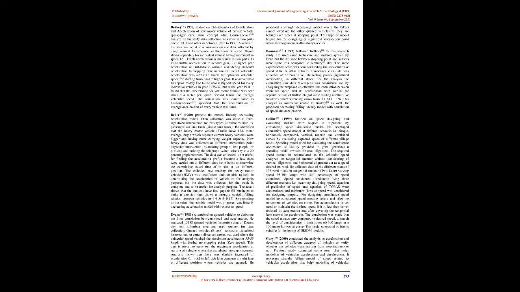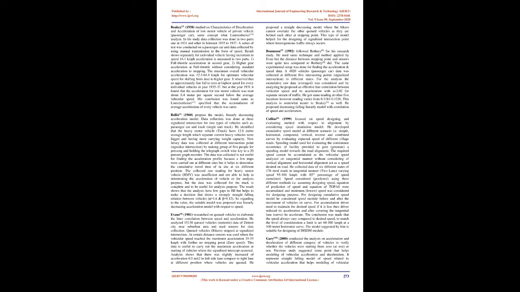The maximum overall vehicular acceleration was 42.3 to 64.4 km/h for optimum vehicular speed for shifting from dual to higher gear. It was observed that an approximate line falls to zero at the highest speed for every individual vehicle in the years 1935 to 37, but in the year 1931 it was found that the acceleration for low motor vehicles was about 0.4 meter per square second below the average vehicular speed. His conclusion was found the same as Lautzen Hieser 13, who specified that the average acceleration of every vehicle was the same.